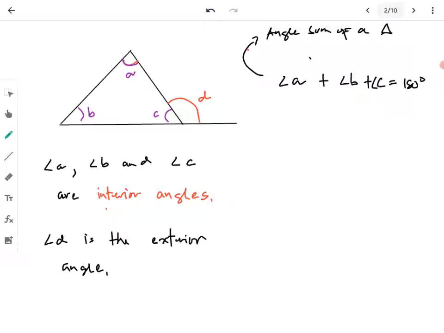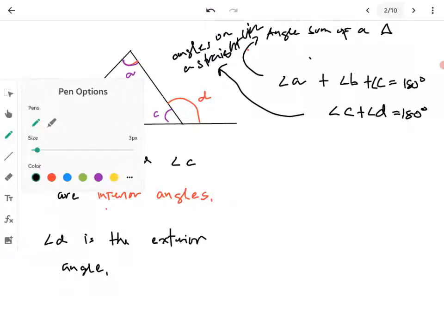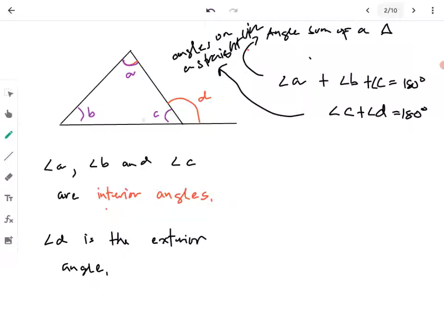We also learned that angle C plus angle D is also 180 degrees. This rule is because they are angles on a straight line. So when we add angles on a straight line, these two angles here add up to 180 degrees.